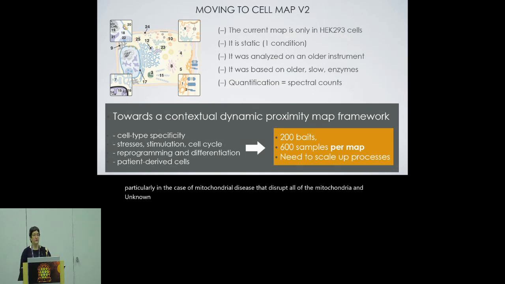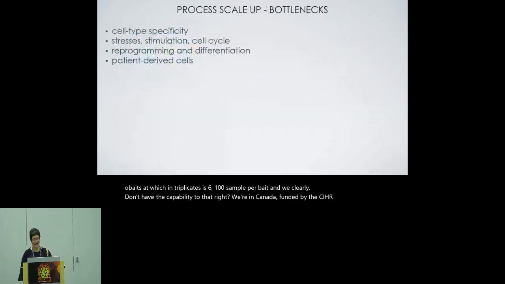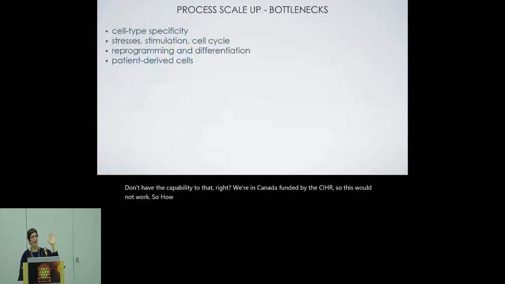And so if we do the same scale as we've done before, we need to have 200 baits, which in triplicate is 600 samples per bait. And we clearly don't have the capability to do that, right? We're in Canada funded by the CIHR, so this would not work. So how do we take these goals and try to make it work?